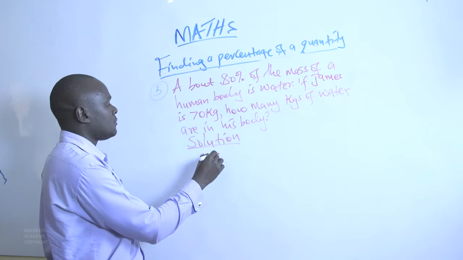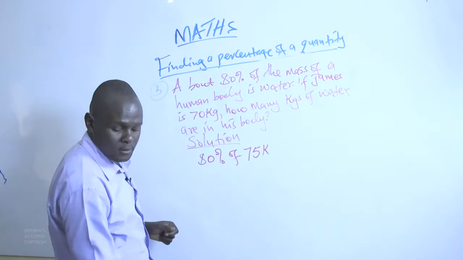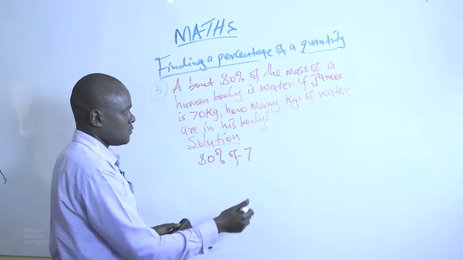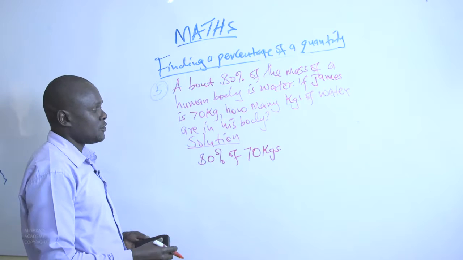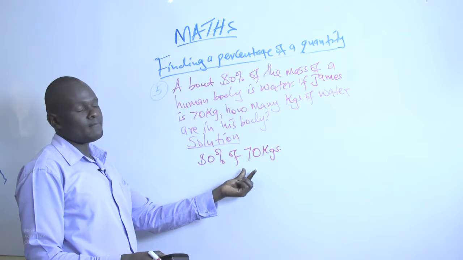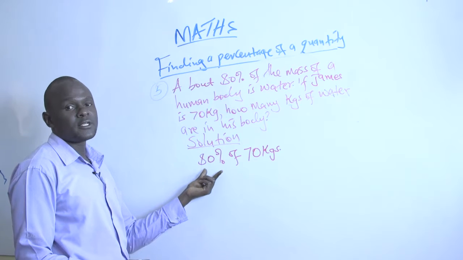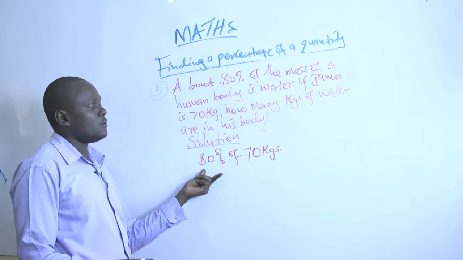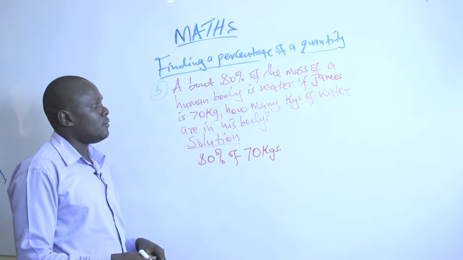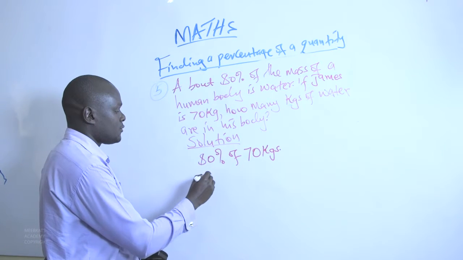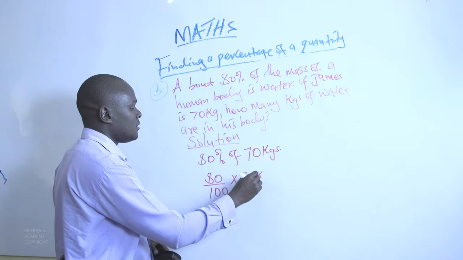So this is 80% of 70 kilograms. Remember, the word "of" means multiplication, and before we find this particular percentage, in our first, second, and third examples, we have learned that we first of all express this particular percentage as a fraction. Then we proceed by multiplying that particular fraction by the quantity. So this will be 80 out of 100 multiplied by 70 kgs.